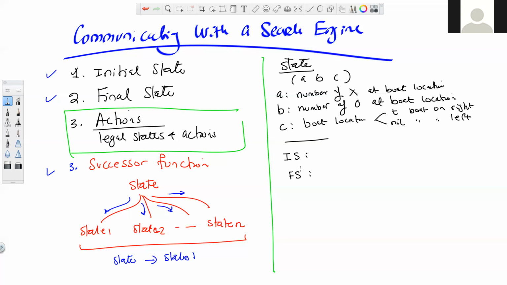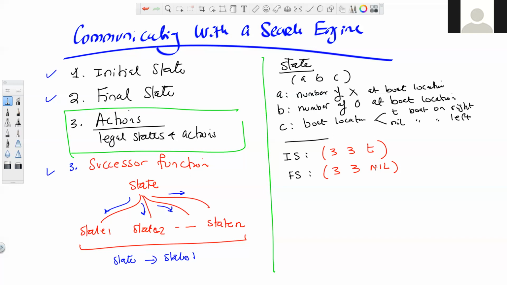Okay, and people are saying the initial state is 3, 3, true, right? And what is the final state in this particular case? Okay, 3, 3, nil. Fantastic. Okay, see how simple it is. Now we get to the successor function. I'm not going to define it, but I want to illustrate it.